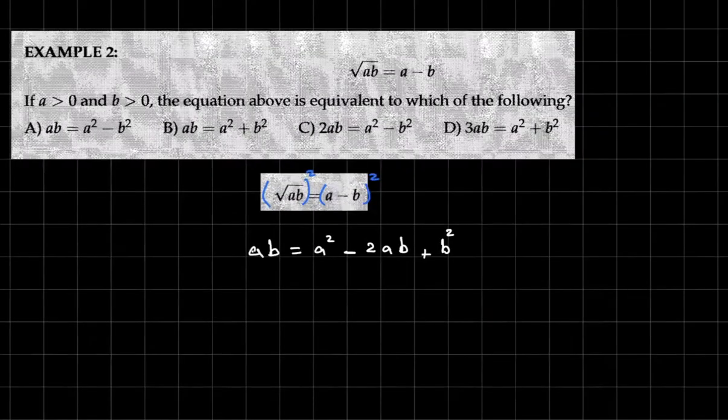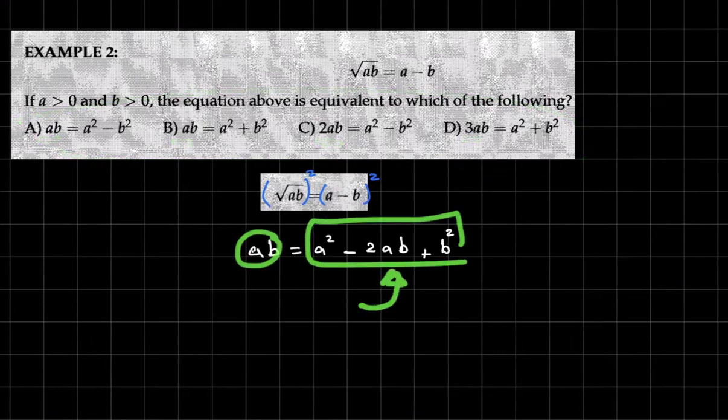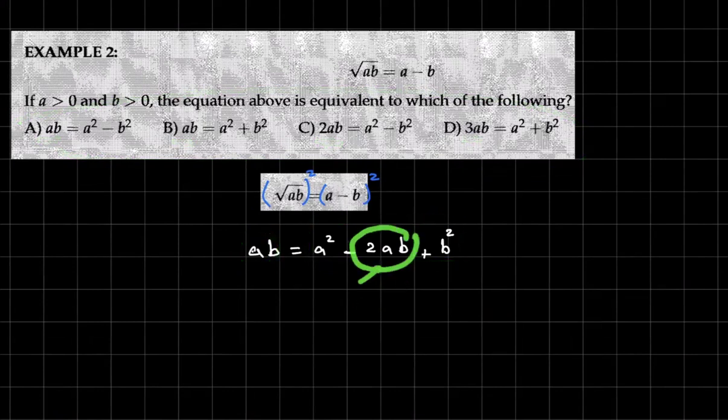Good. And if you look to the choices, you will find AB is isolated. Here we have AB, here we have AB, here we have AB, and here we have AB. So we need to isolate AB. On this side, we have AB, and on this side, we have also here one term included AB. So I'm going to only shift this term to this side. So AB, if you shift negative 2AB, it will be plus 2AB. This is equal to how much? Equal to A squared plus B squared.